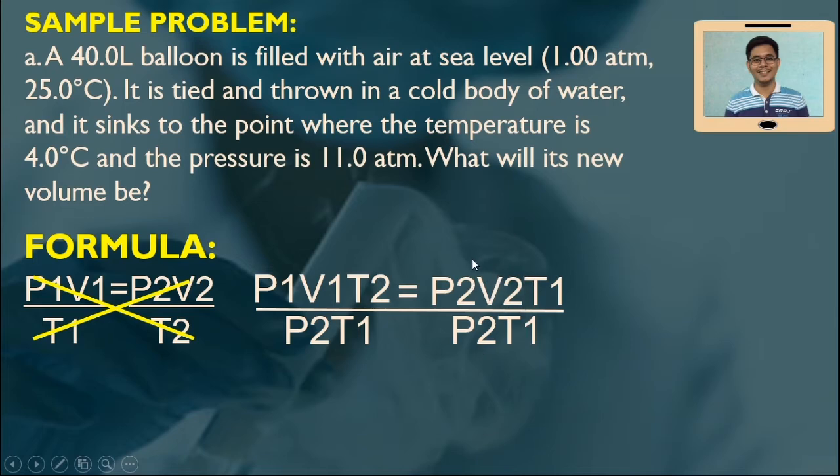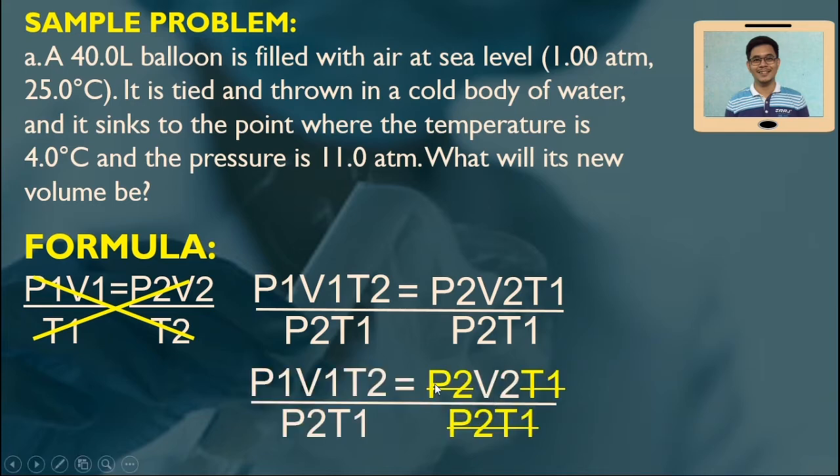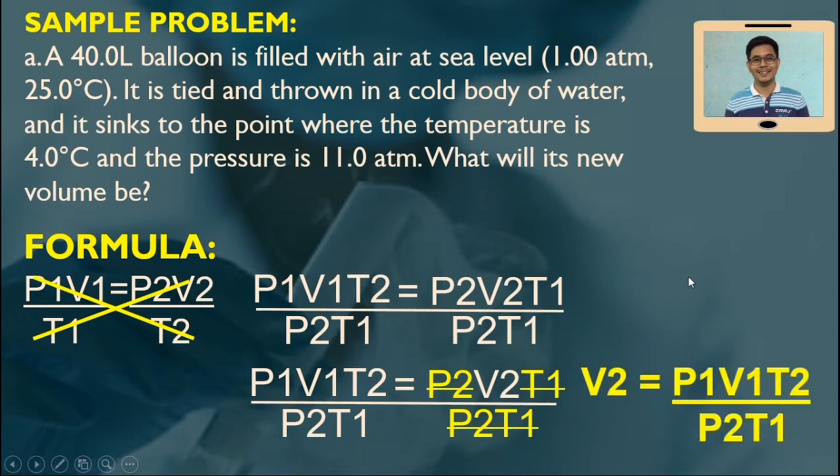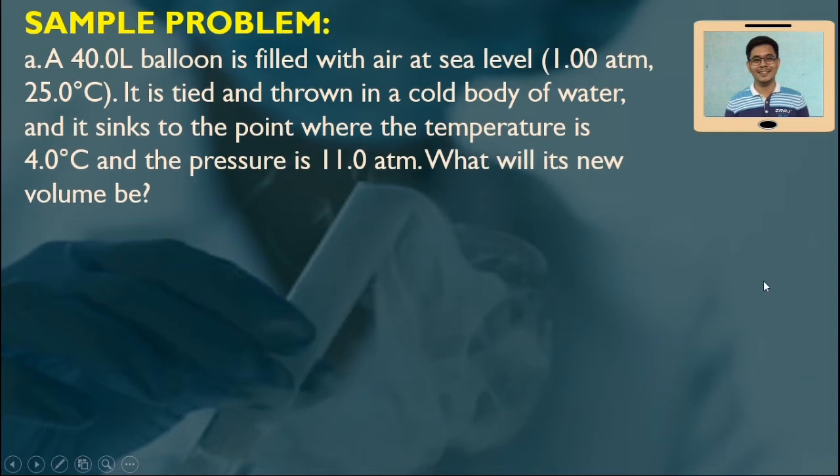Kaya kailangan makancel natin si P2 at si T1 dito sa right side. And then, dinivide natin both sides by P2 T1. Makakancel natin itong nasa right side na P2 at saka T1. Therefore, the formula that we're going to use in finding our final volume is P1 multiplied by V2 multiplied by T2 is over P2 T1. And take note of this formula because we're going to use this on our solution.